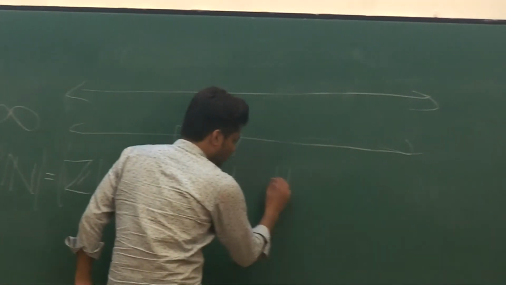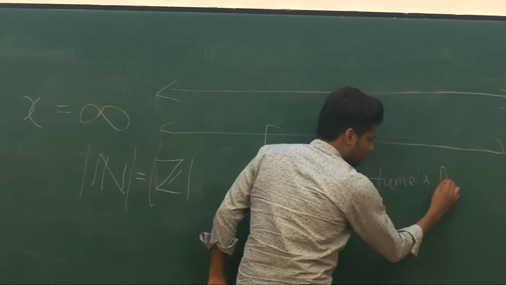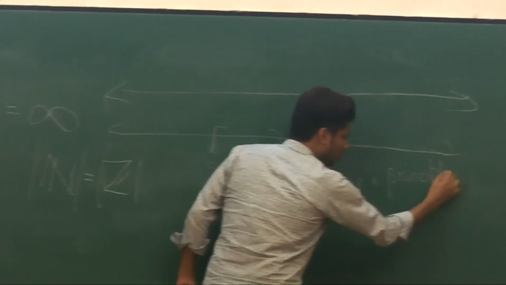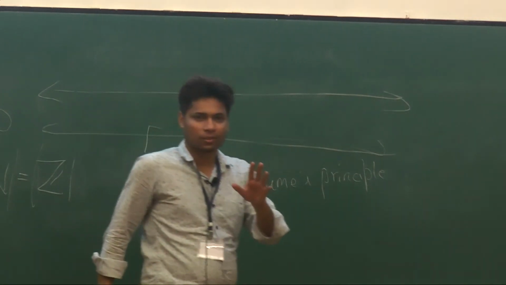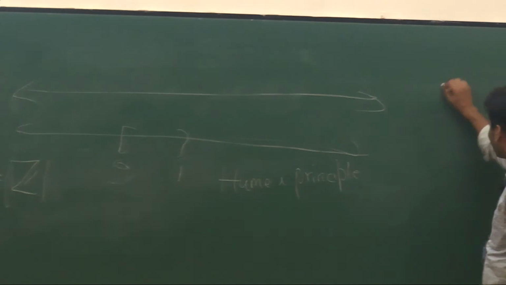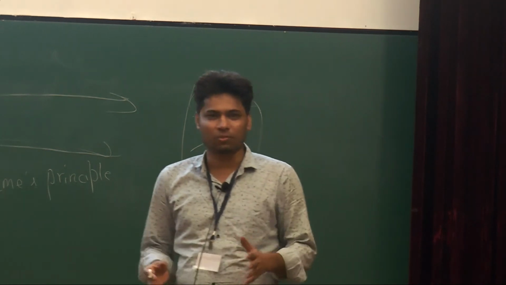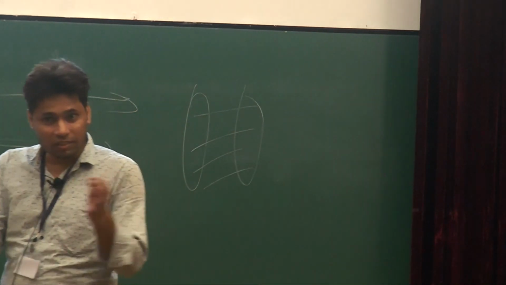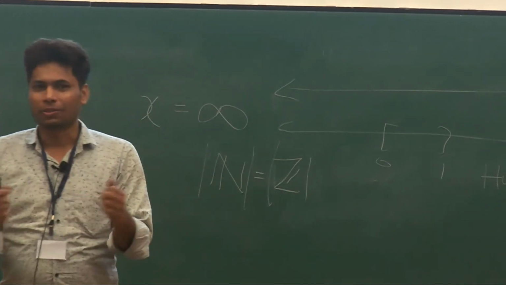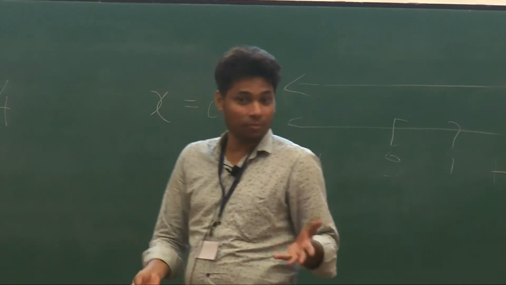Before we conclude today's session, I want to bring two things. There are two philosophical ideas. One is Hume's principle. Hume's principle says that two sets have the same size if there exists a one-to-one correspondence, a bijection, between those two sets. And it seems reasonable that if the points on both sides are connected through a bijection, they would be of the same cardinality.